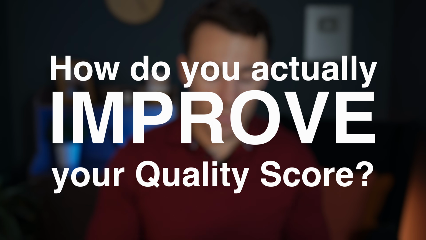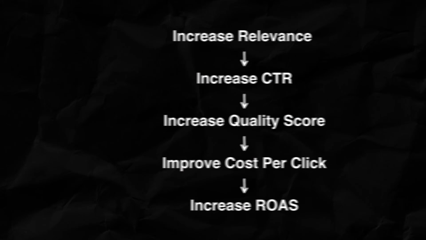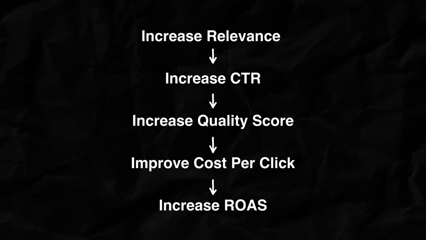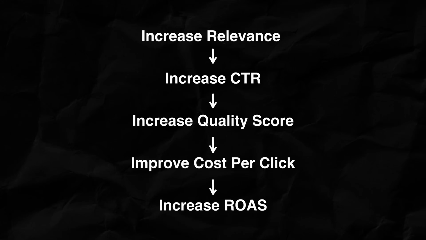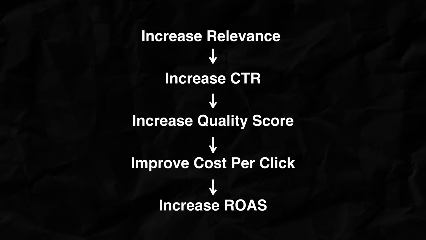Okay, so how do you actually go about improving your Google Ads quality score? Well, if we tackle the relevance point first, we know that if we make our website more relevant to the keywords that we're targeting, that's going to help improve our quality score, lead to a lower cost per click, lead to better return on ad spend.